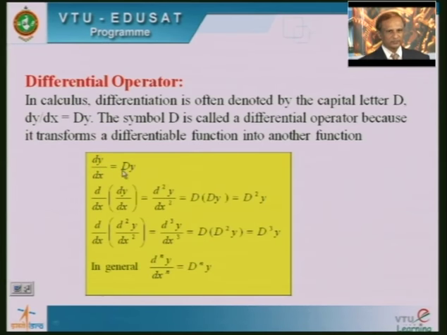Say for example, dy by dx is equal to capital D into y, right. It means dy by dx can be written as capital D into y, or d by dx of dy by dx can be written as d square y upon dx square, that is equal to capital D into Dy, that is equal to D square y, or d by dx of d square y upon dx square can be written as d cube y upon dx cube, or the same thing can be written as capital D into D square y, that is equal to D cube y, or in general d raised to n y upon dx raised to n is equal to D raised to n y.